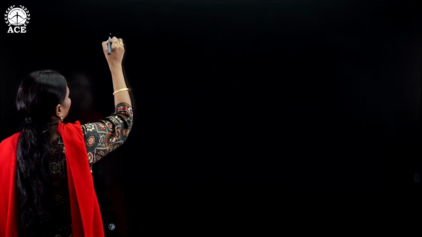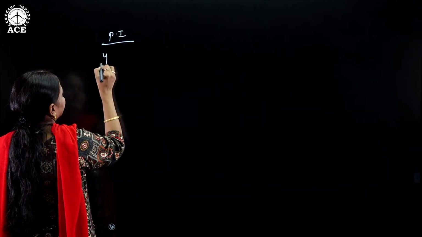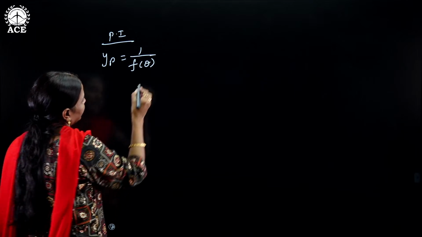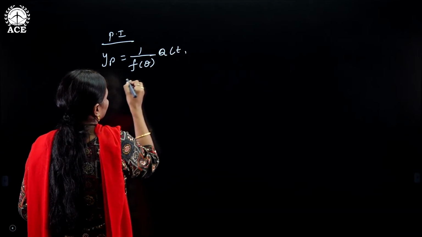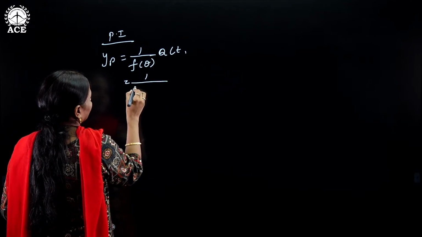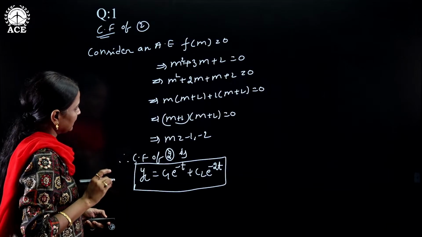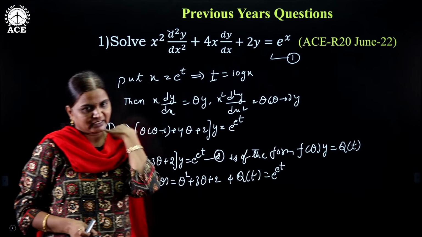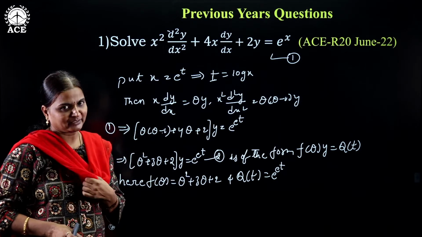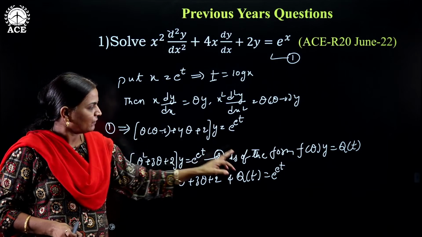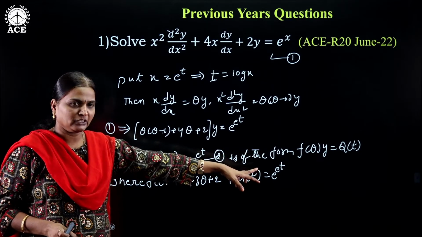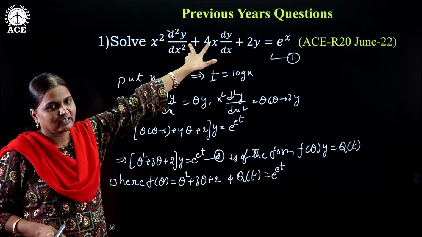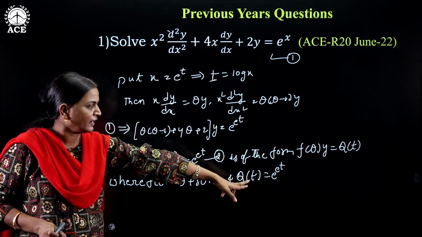Next, the particular integral. What is the particular integral definition? 1 by f of theta, in place of d take theta, f of theta into q of t. And observe clearly here, q of t is equal to e power t. So here we are unable to apply the direct methods to find the particular integral. In this case, observe clearly, it is a second order linear differential equation. Here we can apply the method of variation of parameters to find the particular integral.